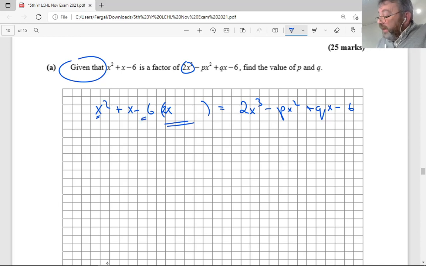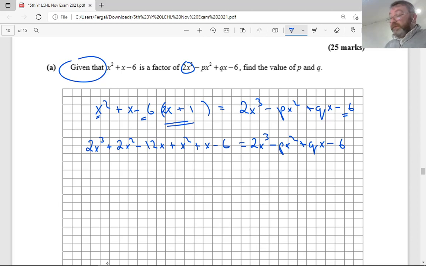Just compare the last term here. Minus 6, that's going to be by plus 1. So all I've got to do now is do this multiplication. 2x cubed plus 2x squared minus 12x plus x squared plus x minus 6 is equal to 2x cubed minus px squared plus qx minus 6. Okay, now again, the 2x cubed is going to tell me nothing. The minus 6 is going to tell me nothing.